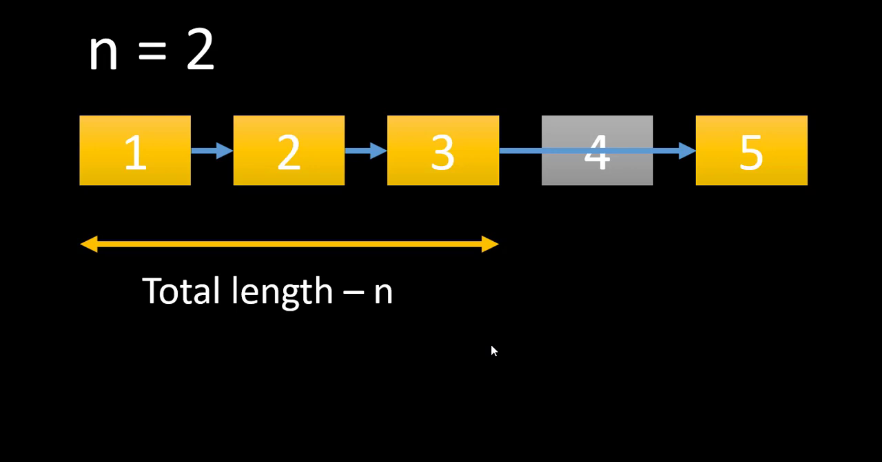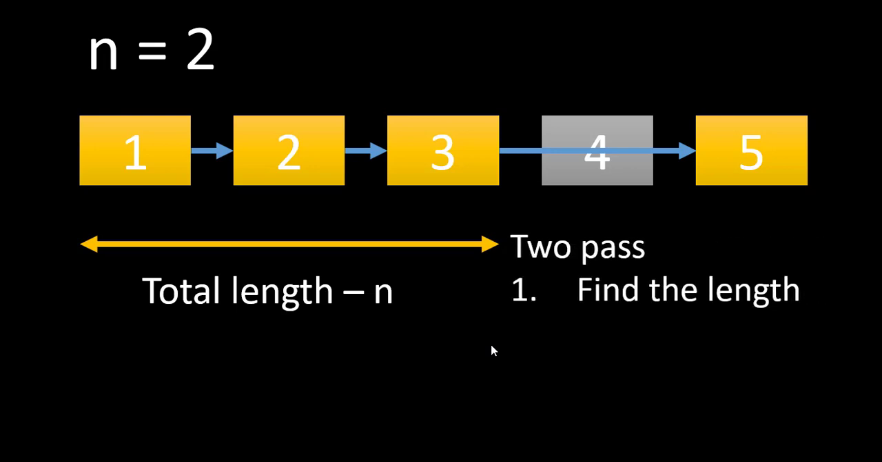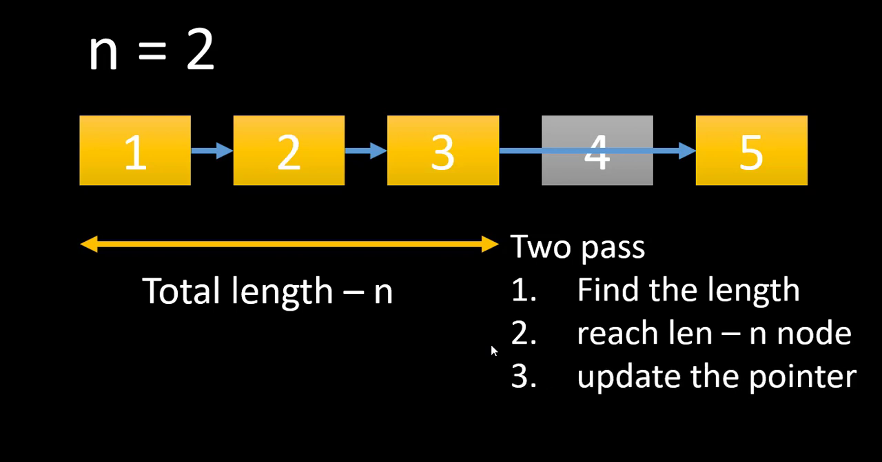Now, in this particular approach, we need to know the total length of this list. So what we are effectively doing is a 2-pass algorithm. In the first pass, we are finding the length of the linked list, and in the second pass, we are reaching node length minus n. Once we are at this node, we need to simply update the pointer in order to delete the respective node which we need to delete.